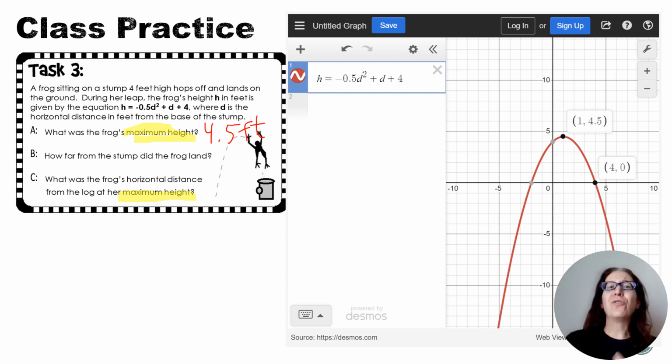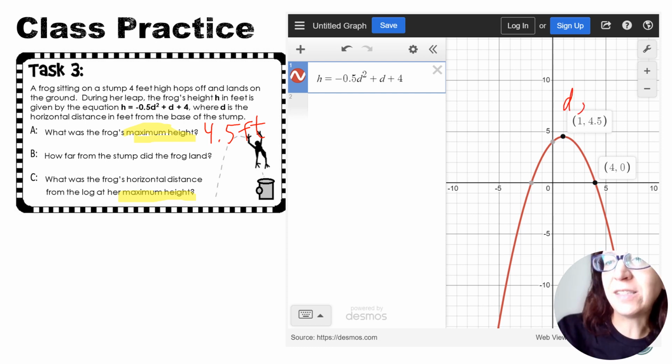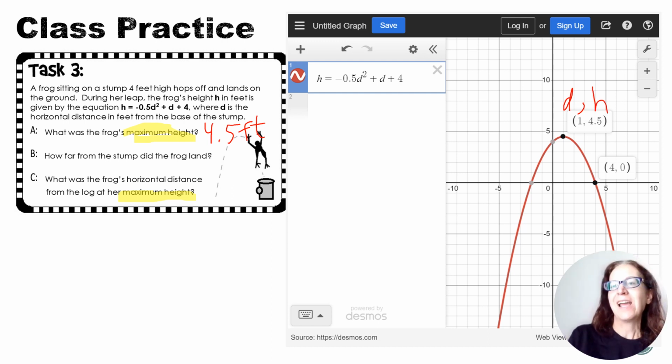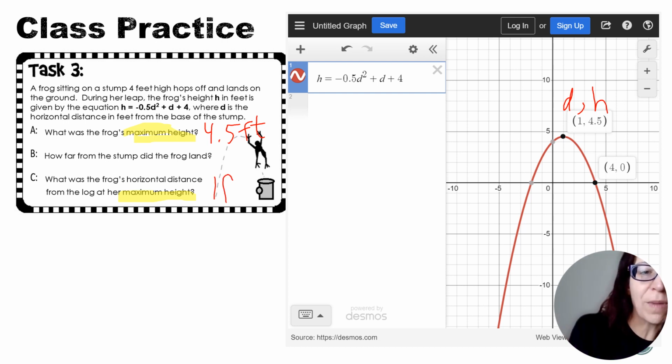Now you can probably use process of elimination here. If you know that question A and question C are both maximum height questions and you've used up the 4.5 on the maximum height, then C better be the number 1. So C was, what was the frog's horizontal distance from the log at her maximum height? Remember that in this problem, you've got D, which is the horizontal distance, and then H, which is the height. So we would be looking for 1, and it is also measured in feet.